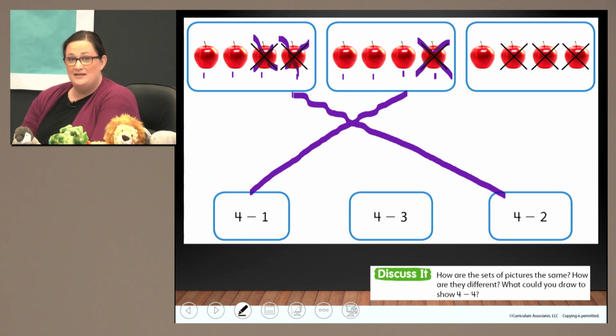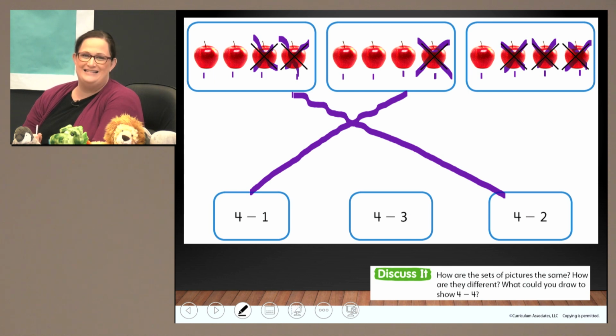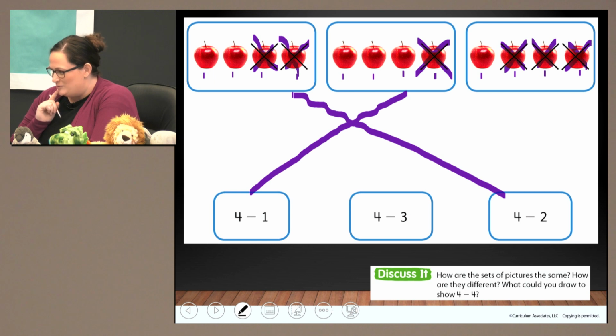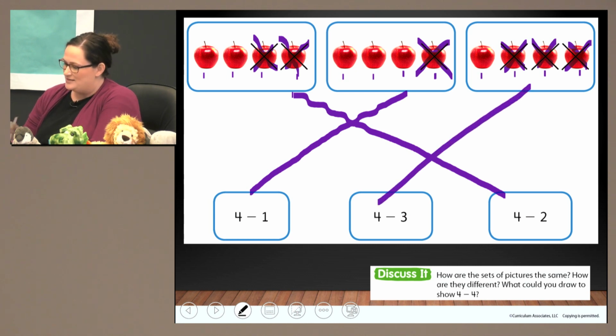How many apples in the last picture? 1, 2, 3, 4. And how many got eaten? 1, 2, 3. Miss Oslin was very hungry. She ate 3 apples. She's eating apples right now, friends. That's so funny. So let's look which expression matches. 4 minus 1, 4 minus 3, 4 apples taking away 3 apples. It matches. We did it.